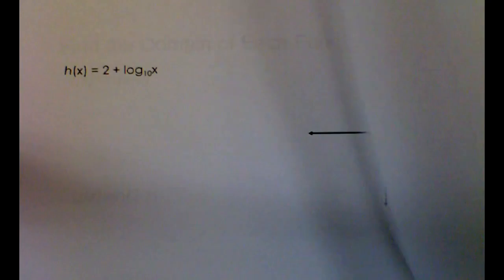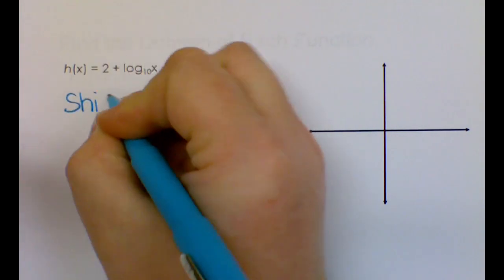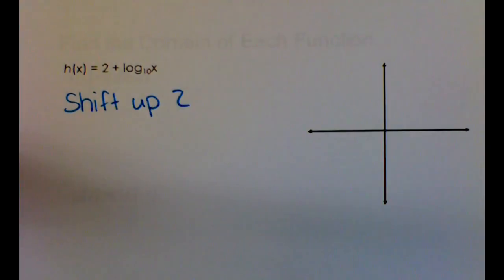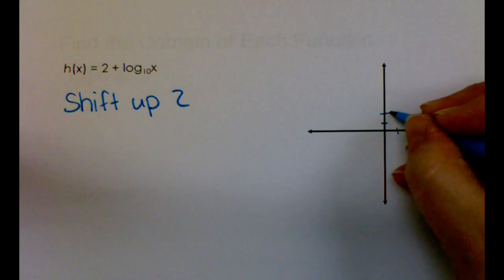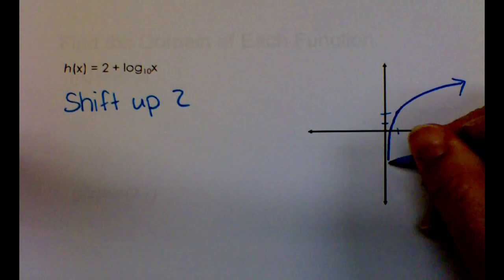All right. 2 plus log base 10 of x. Well, that 2 plus means we shift it. It's a positive 2, so we shift up by 2. So instead of passing through (1, 0), we pass through (1, 2). Other than that, everything else is pretty much the same.